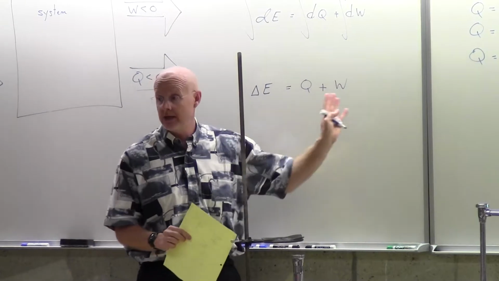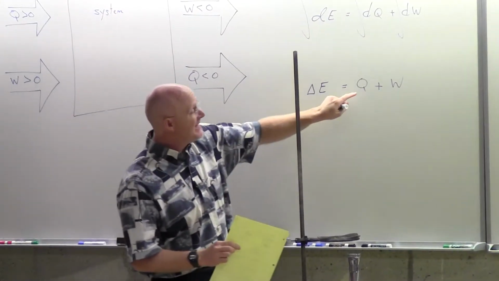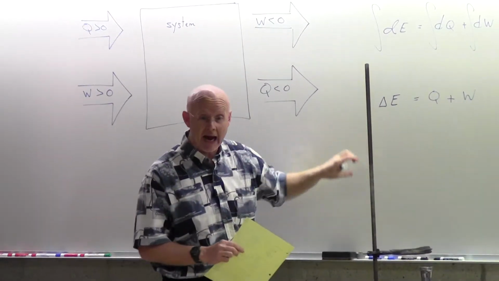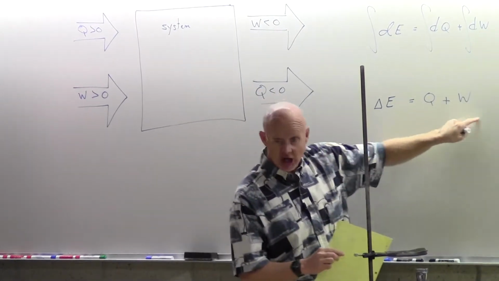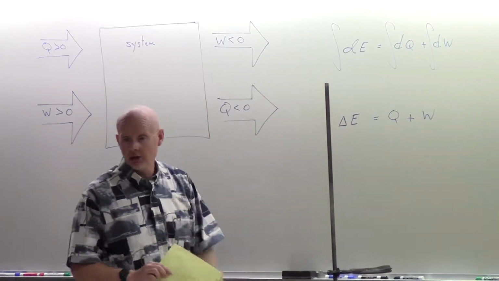Whether you write it with a delta there or not, like I said, it can get a little bit confusing, but this is the net change. This is how much went in minus how much goes out. This is the change in energy. This is the change in energy. The two added together are the change in energy.